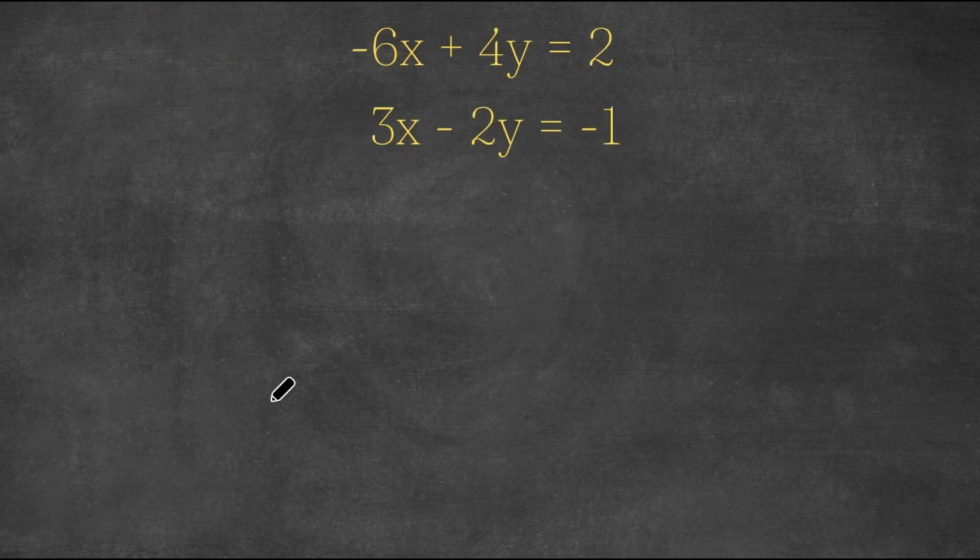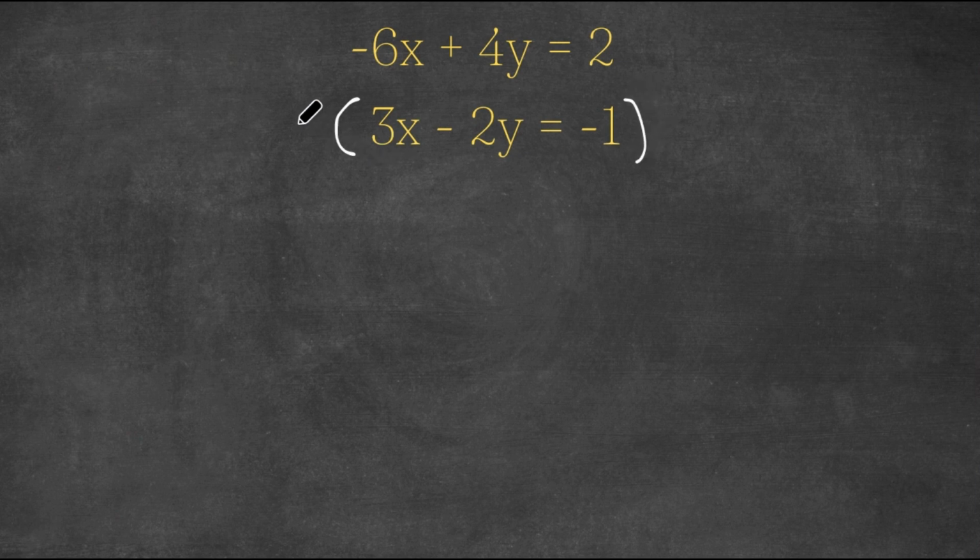All right, so now we have negative 6x plus 4y equals 2 and 3x minus 2y equals negative 1. So remember, we want to make these two opposites of each other. The opposite of negative 6x is positive 6x, and the opposite of 4y is negative 4y. So we want to multiply these two terms so that they become the opposites of these two terms. Now 3x to get to 6x has to be multiplied by 2. And negative 2y to get to negative 4y also has to be multiplied by 2, right?